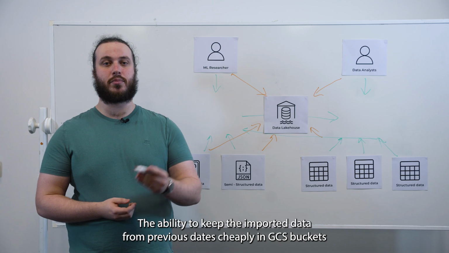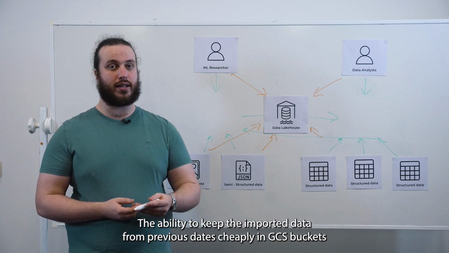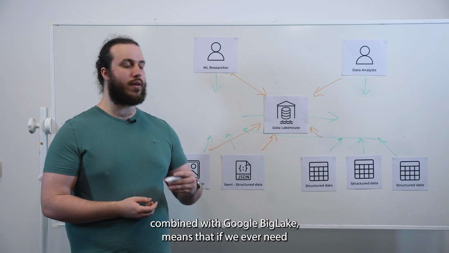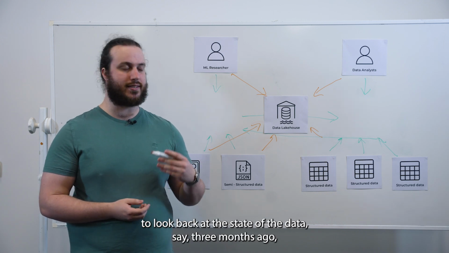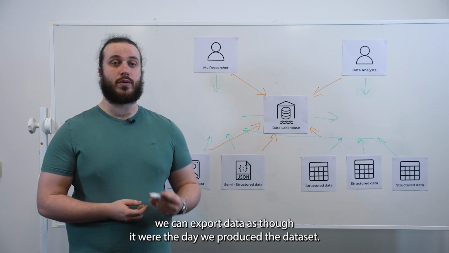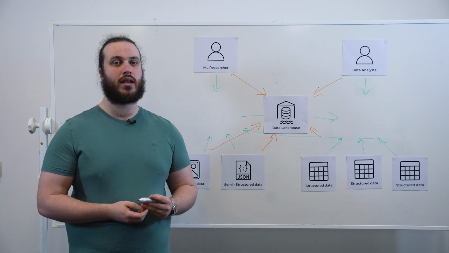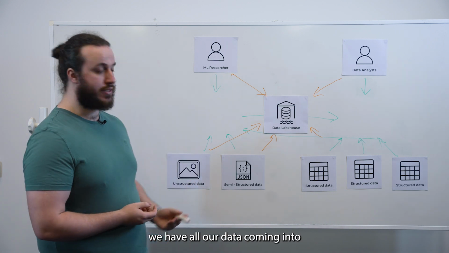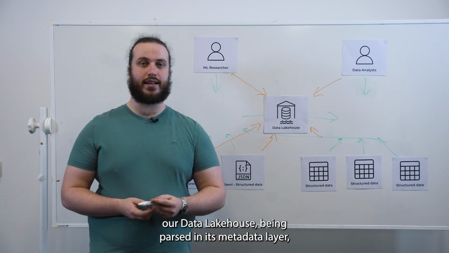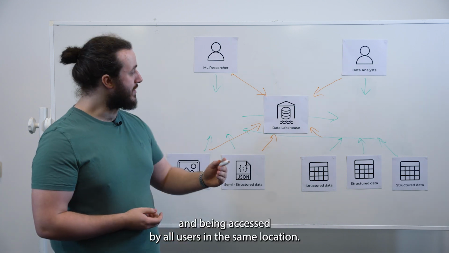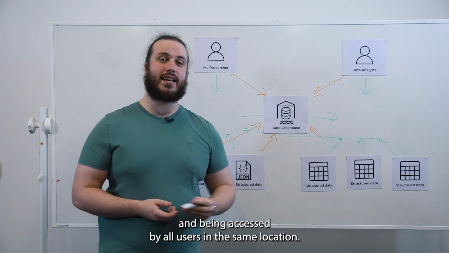The ability to keep the imported data from previous dates cheaply in GCS buckets combined with Google BigLake means that if we ever need to look back at the state of the data, say, 3 months ago, we can export data as though it were the day we produced the data set. Now, if we look at our architecture, we have all our data coming into the data lakehouse, being parsed in its metadata layer, and being accessed by all users in the same location.